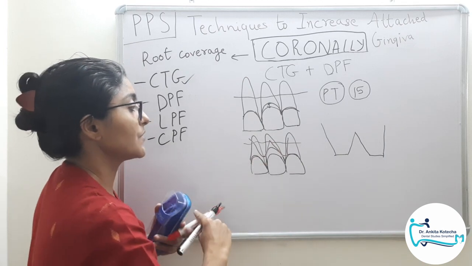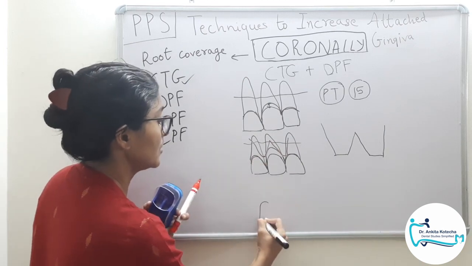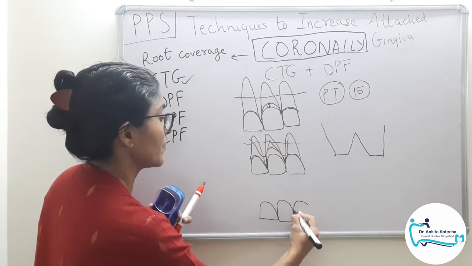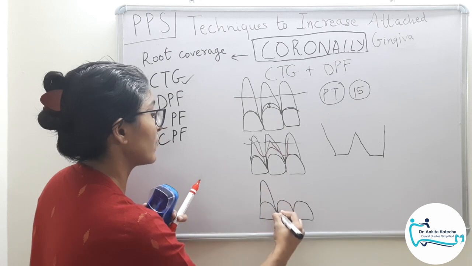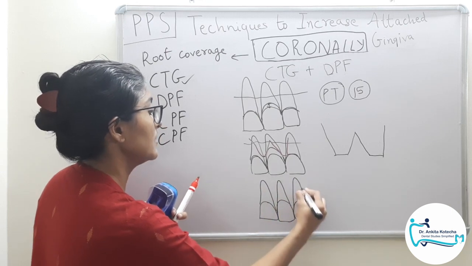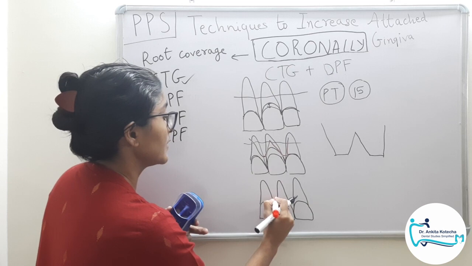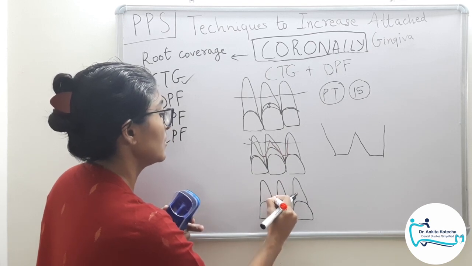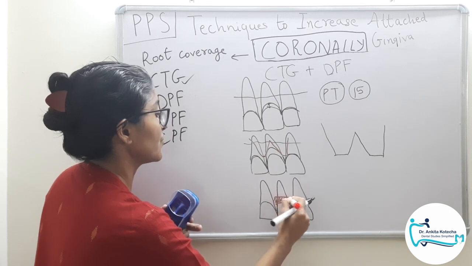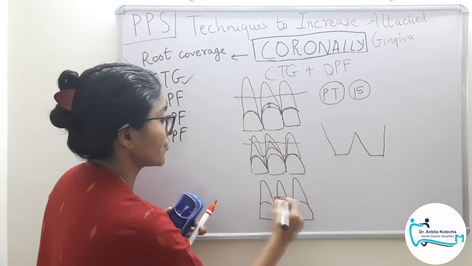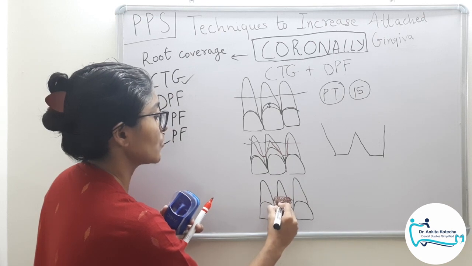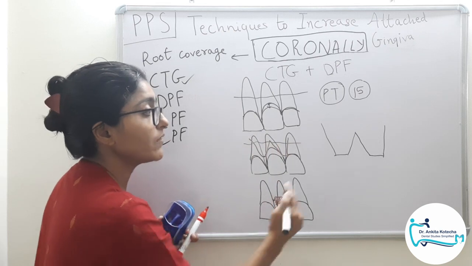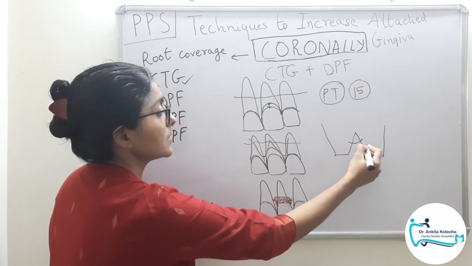Once this flap is reflected by sharp dissection, now is the time to place the connective tissue graft. Again, connective tissue graft placement is done in a similar manner as already discussed, that is at the CEJ or 1 mm coronal to the CEJ. This much is our connective tissue graft, secured laterally by interrupted sutures and coronally by sling suture. Now we will perform the suturing of this flap.